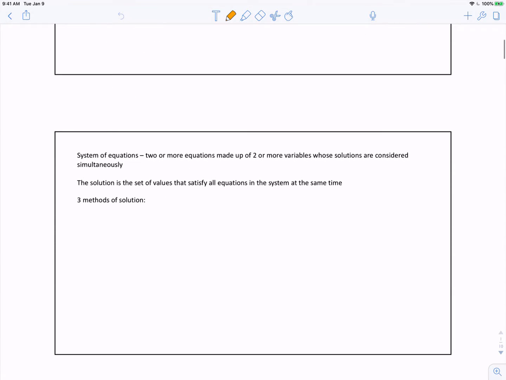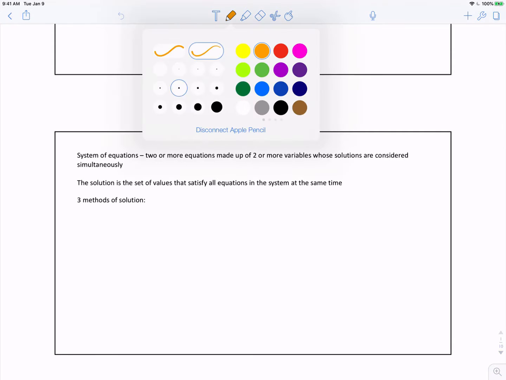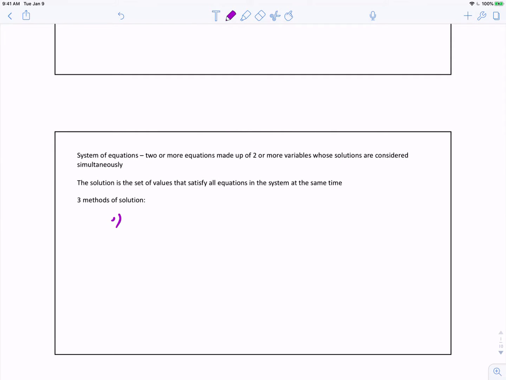So a system of equations is two or more equations made up of two or more variables whose solutions are considered simultaneously. In other words, we're looking for the solution which makes all of the equations true at the same time. The three methods of solution are graphing, substitution, and addition, and sometimes addition is also called elimination.